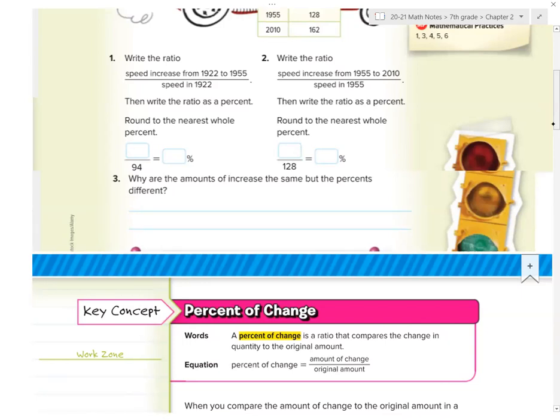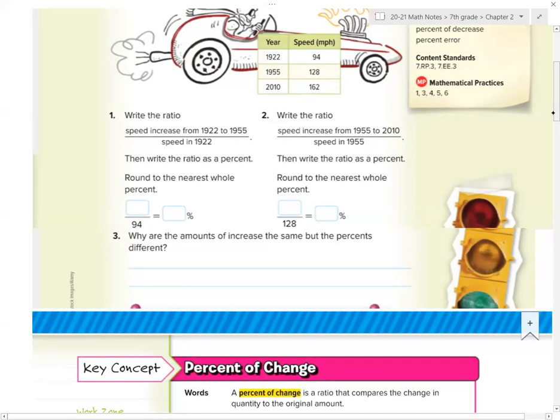We're going to find the speed increase from 1922 to 1955, and we're going to put that over the speed of 1922. So the difference between these two, we're going to take 128 minus 94. That's going to be 34. So we have 34.